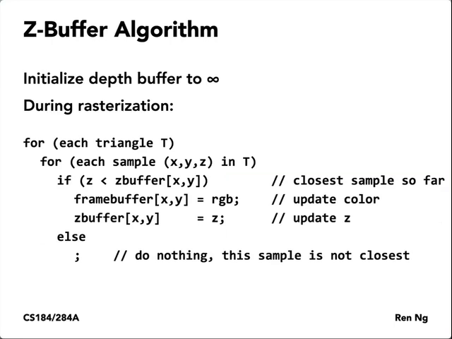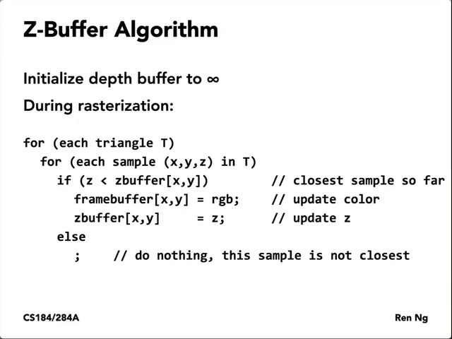Let's look at that conceptual description algorithmically. What's the pseudocode for this? Initialize the depth buffer to infinity. So the closest thing drawn at the beginning is nothing; everything's infinitely far away in the Z buffer. During rasterization, for every triangle T, for each sample (x, y, z) in T, this will be rasterization, if the Z value of that sample is less than the Z buffer value at the current pixel location (x, y), then we do something. We update the color in the frame buffer and we update the Z value in the Z buffer.